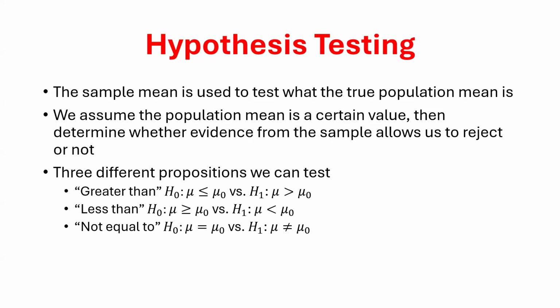Now, this is my right tail. This is my left tail test. If you're looking at this, what might be a good way to remember what type of tail test you have? It's based off of the alternative hypothesis, what I'm trying to test for, right? So if I have a greater than sign, that's a right tail test. If I have a less than sign, it's a left tail.